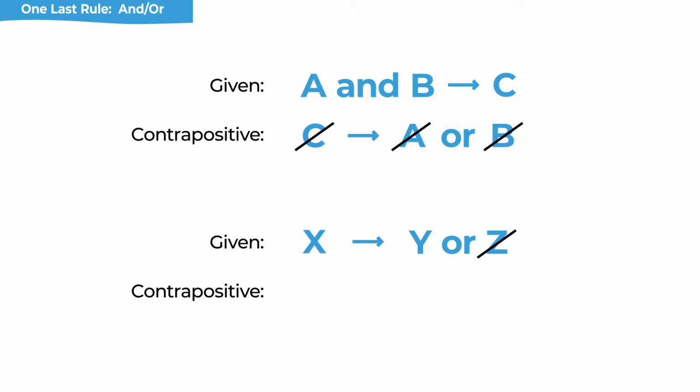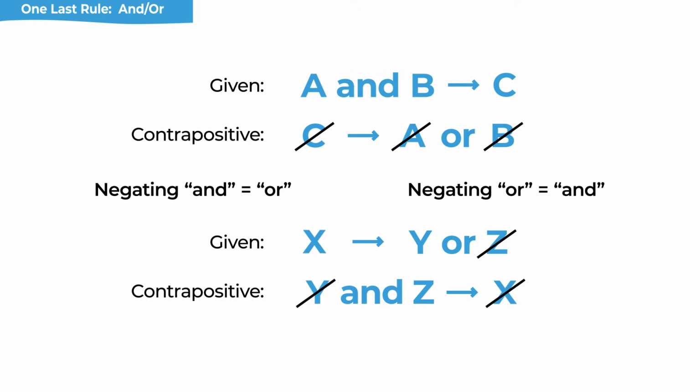When we write the contrapositive, we start as if the right side were not true. If I flip all the truth values of the right side, so yes, Y becomes not Y, or becomes and, not Z becomes yes, Z. And that would prove the right side, not X. So when you're flipping truth values, and transforms into or, or transforms into and.